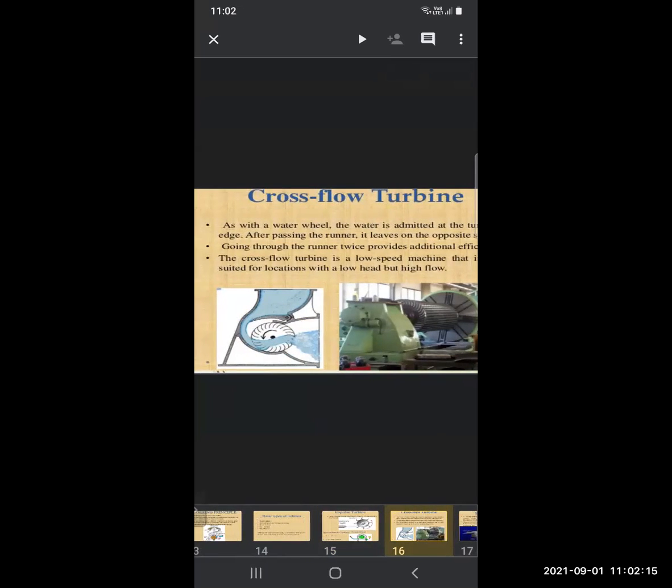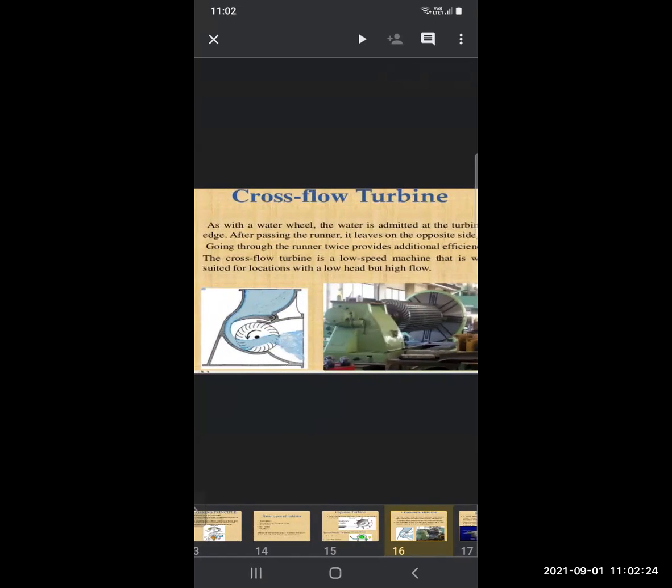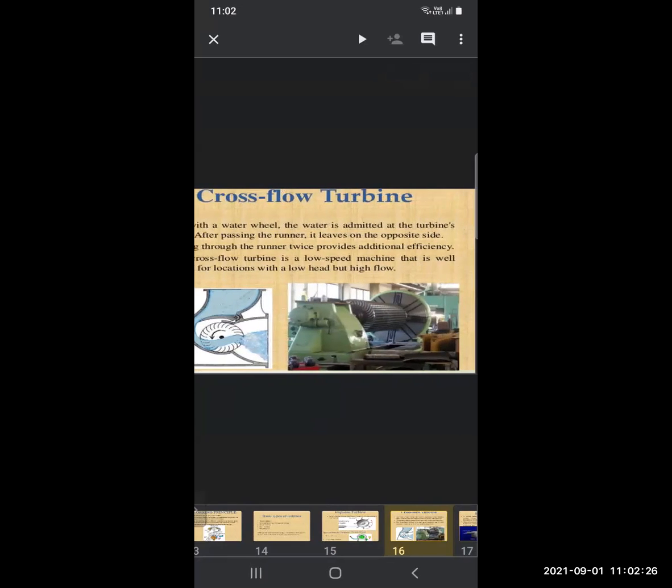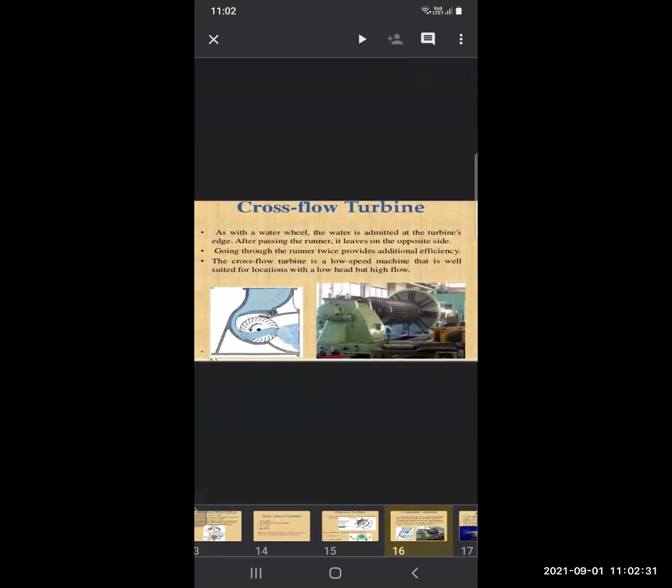This is the cross flow turbine. As with a water wheel, the water is admitted at the turbine's edge. After passing the runner, it leaves on the opposite side. Going through the runner twice provides additional efficiency. The cross flow turbine is a low speed machine that is well suited for locations with a low head but high flow.